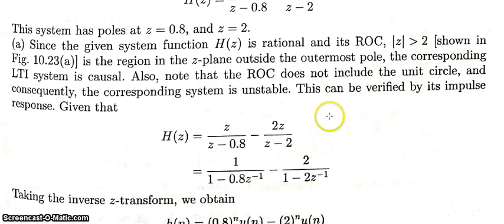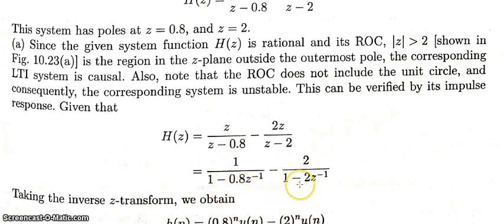Therefore, this can also be verified from the impulse response. Now H of Z we have obtained in this form. Taking Z outside the numerator and denominator, we can express H of Z in this form.